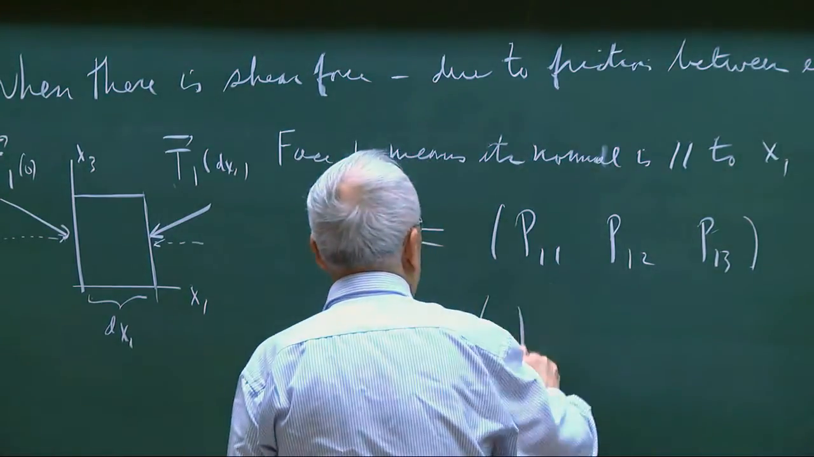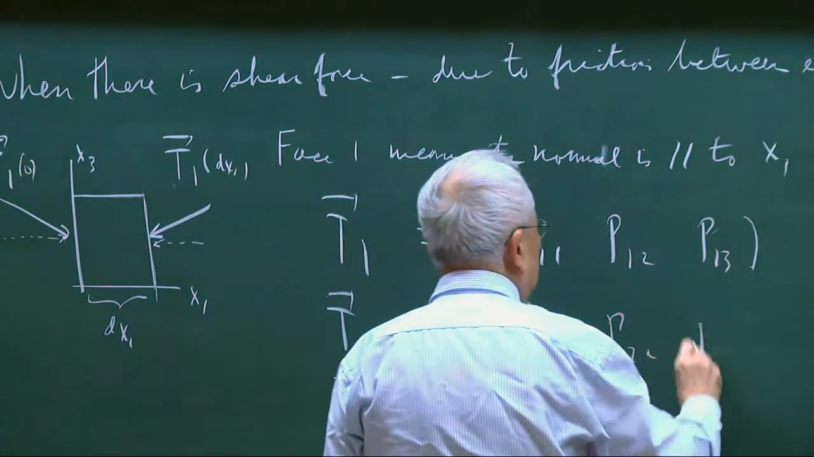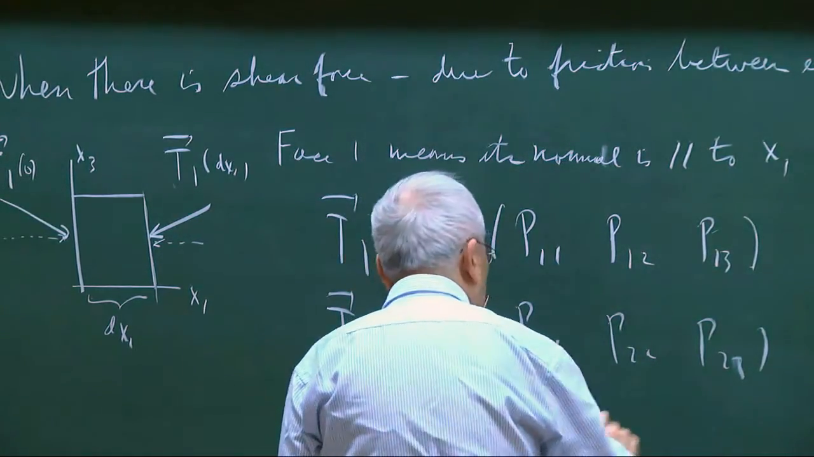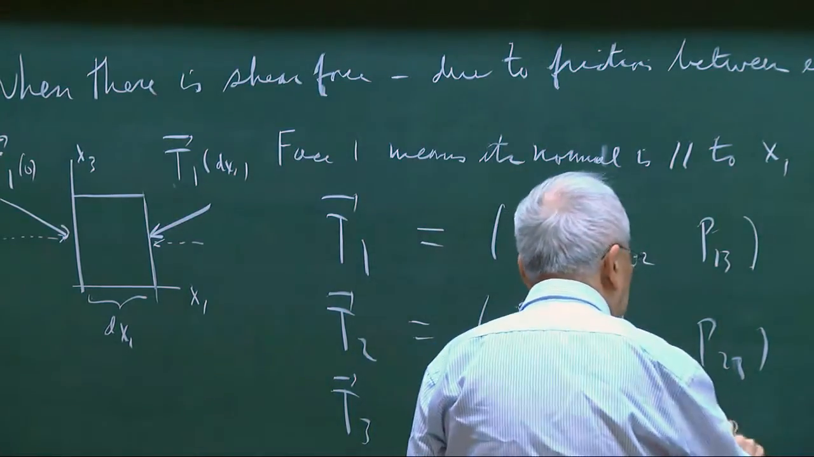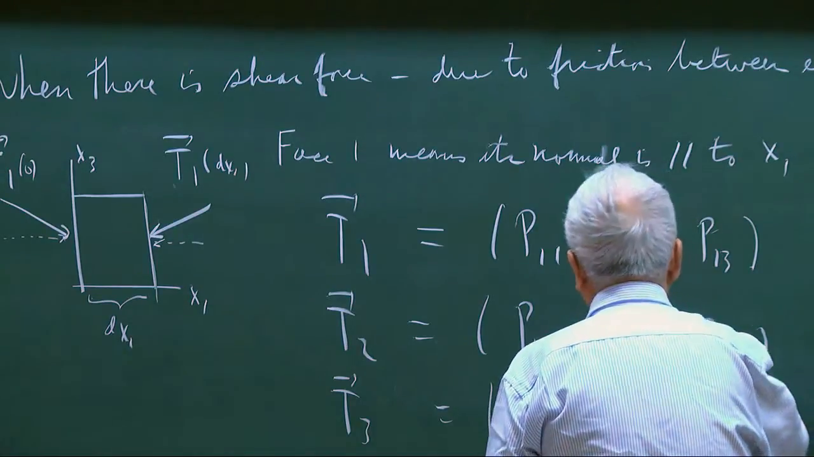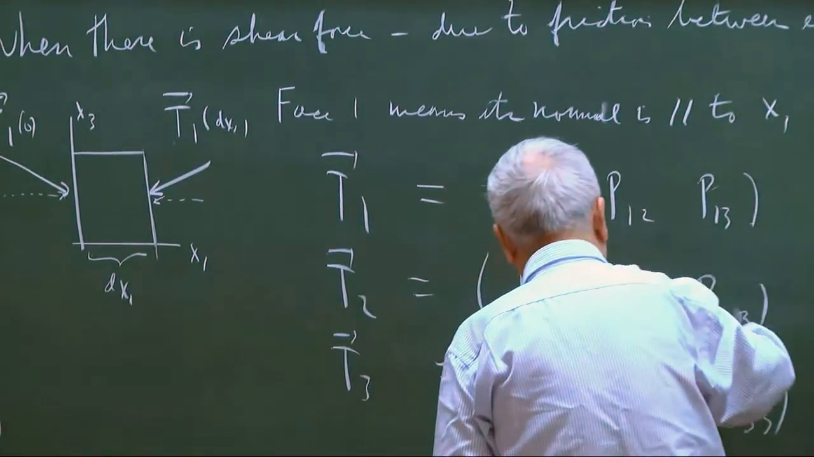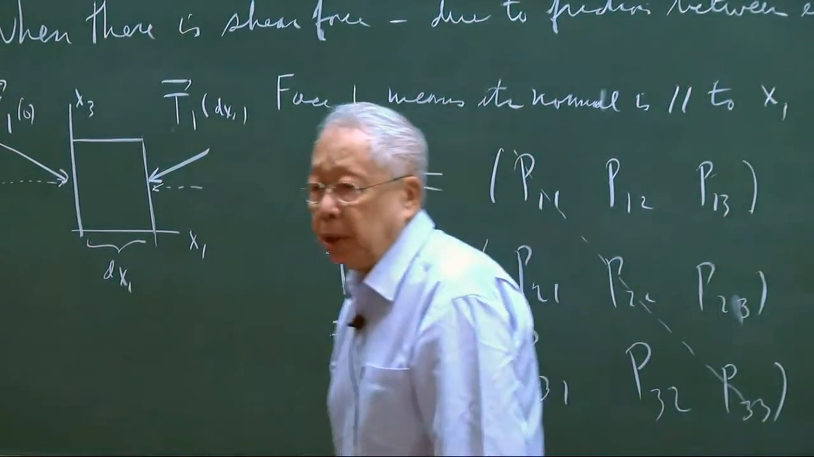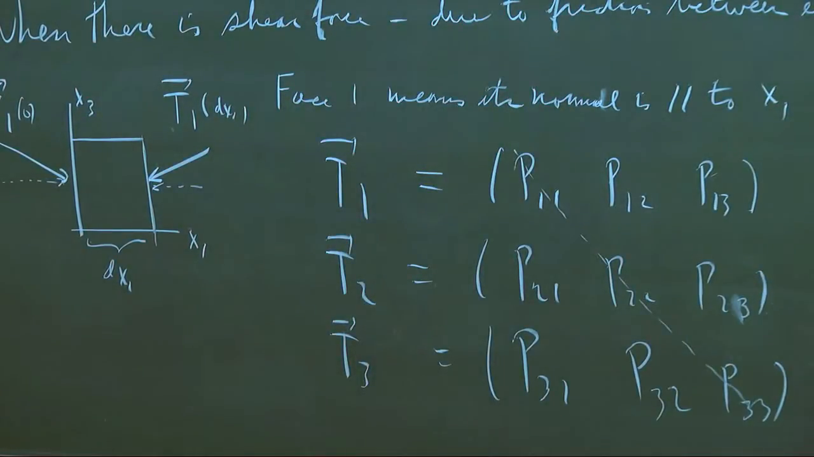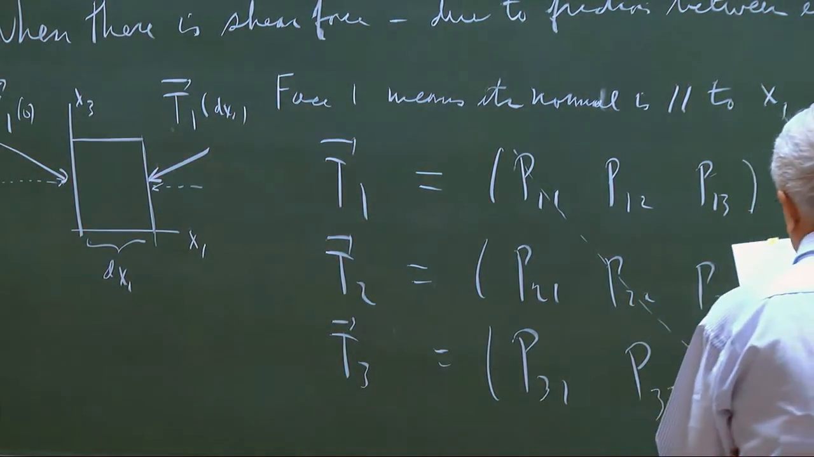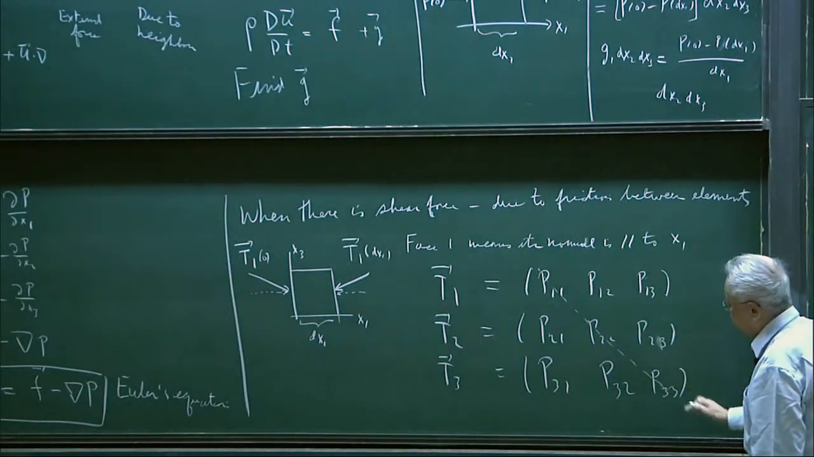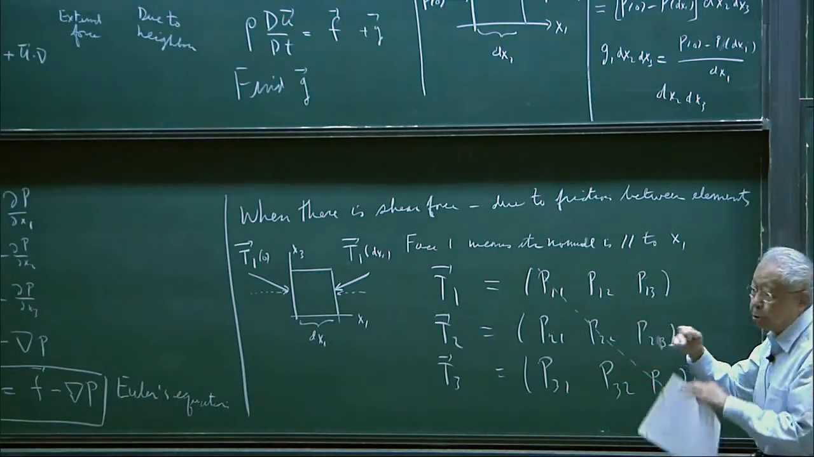So this is equal to P21, P22, P23, and this is equal to P31, P32, P33, and you have a pressure tensor. And the diagonal elements are the hydrostatic pressures, those that are normal to the surface. So you have a pressure tensor, and the diagonal elements are the hydrostatic pressure, and the off-diagonal elements represent the shear force.